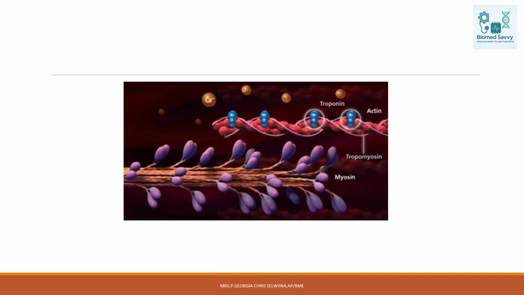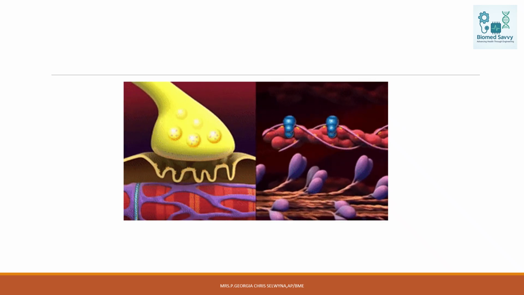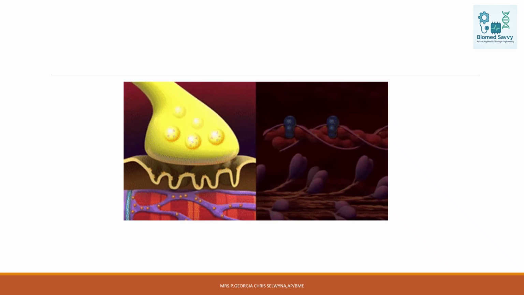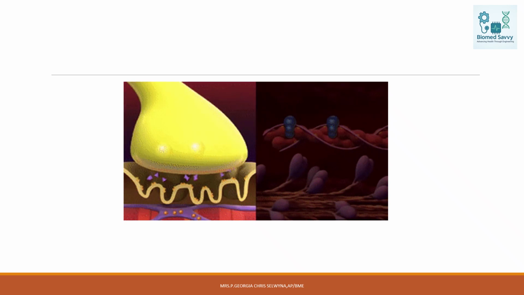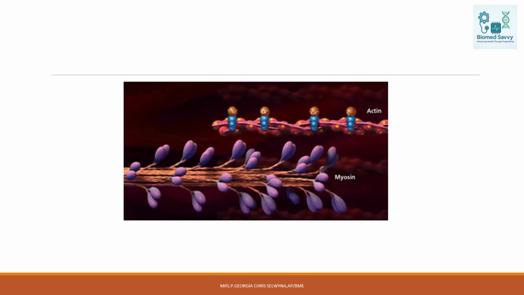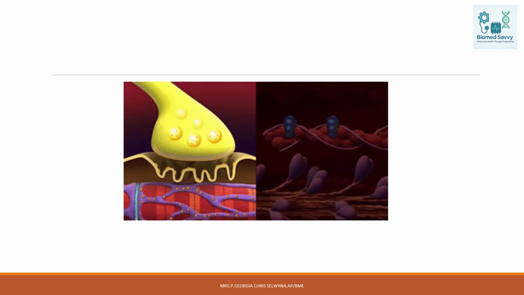Muscle contraction is initiated by a nerve impulse at the neuromuscular junction. The release of the neurotransmitter acetylcholine generates an action potential that spreads along the sarcolemma and travels through the T-tubules. This leads to the release of calcium ions from the sarcoplasmic reticulum into the sarcoplasm.